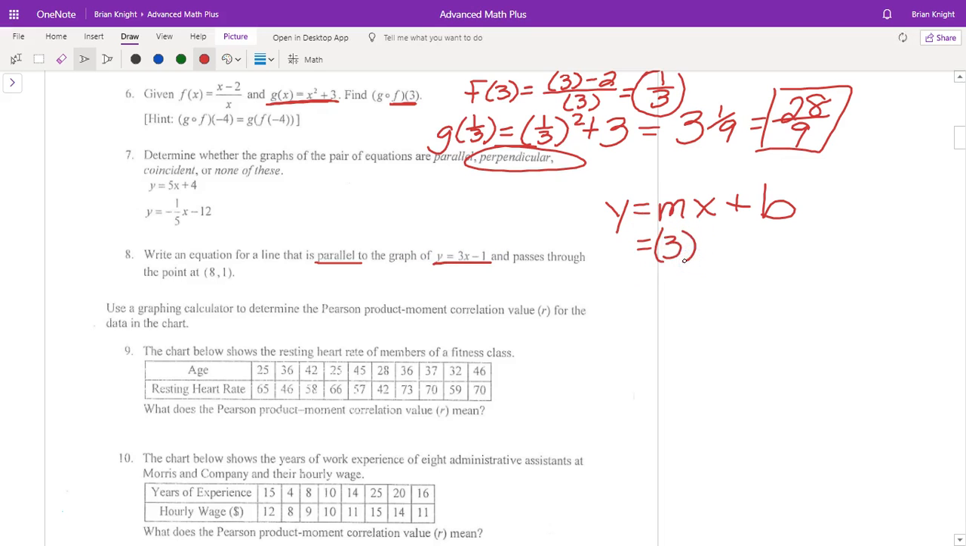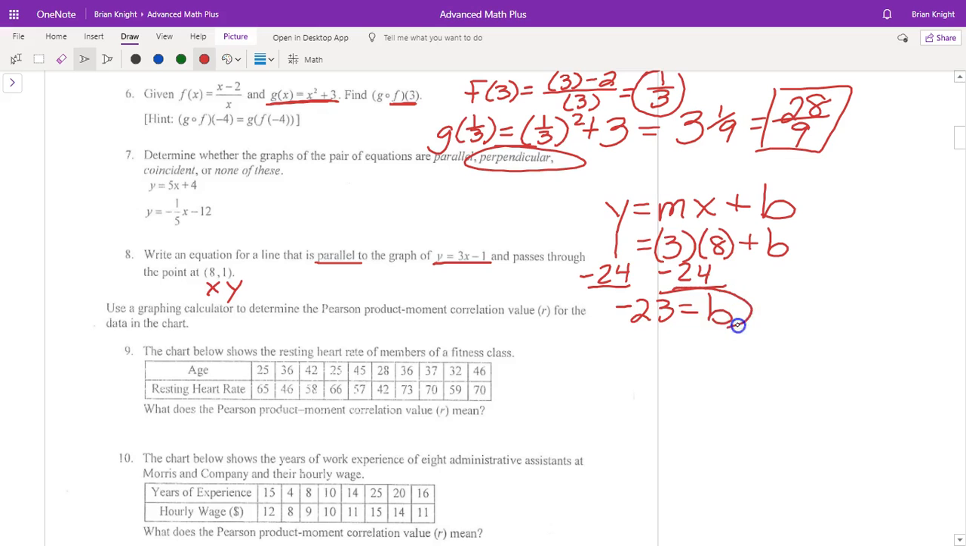So I know m is 3. Okay? It has to go through point (8, 1). That's my x and y. So x is 8, y is 1. So I plug in 1 for y. I plug in 8 for x. And now I just look for what? B. I look for my y-intercept. That'll be minus 24. 3 times 8 is 24. Subtract 24 over here. Negative 23 is B.